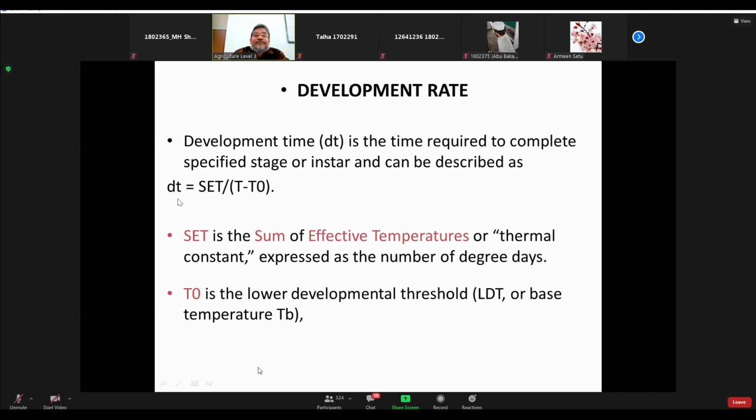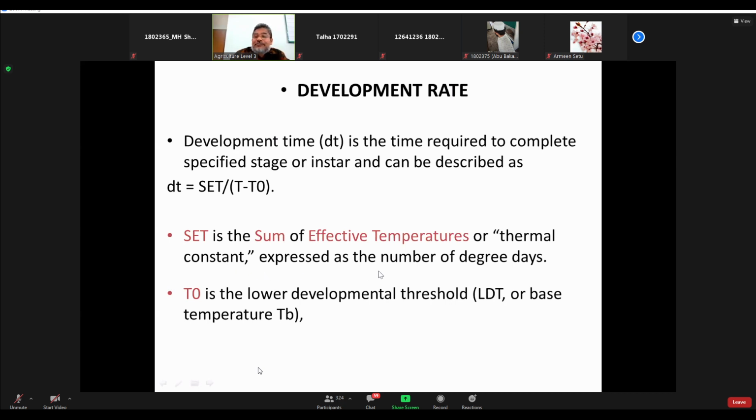ঠিক আছে? তাহলে এই ডেভেলপমেন্টাল টাইমটা ক্যালকুলেট করা যায় কি দিয়ে? একটা ইনসেক্টের equal to SET. SET is nothing but the thermal constant I told you. Sum of effective temperatures. Sum of effective temperature is SET. Effective temperatures, or it is called the thermal constant.